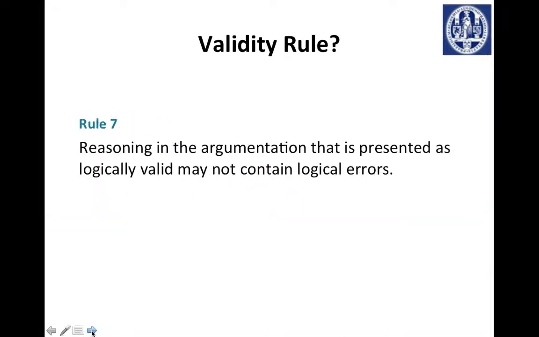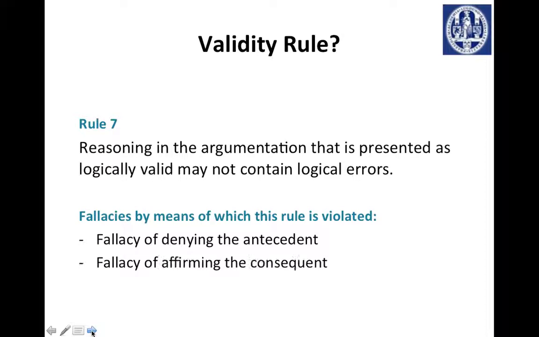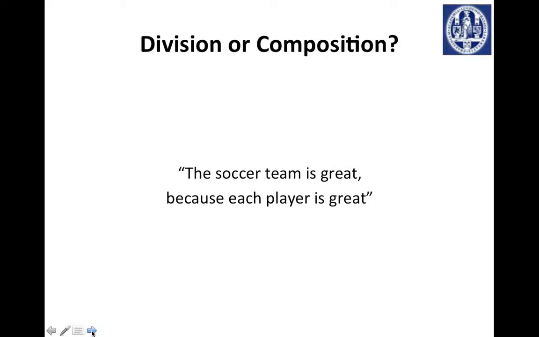Anyway, now you've seen two ways in which Rule 7 can be violated, by denying the antecedent or affirming the consequence. But there are two more ways in which you can violate this rule. And that is by means of the fallacy of division or the fallacy of composition. Now I'll give you an example of such a fallacy, and I can already tell you that it is a fallacy. There's something weird about this, because the whole and the parts in the argument are confused.